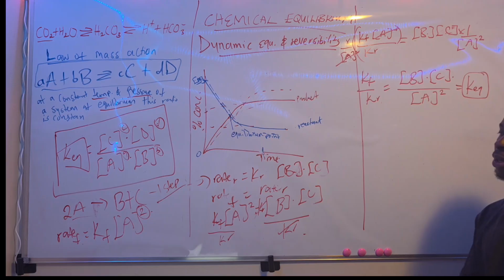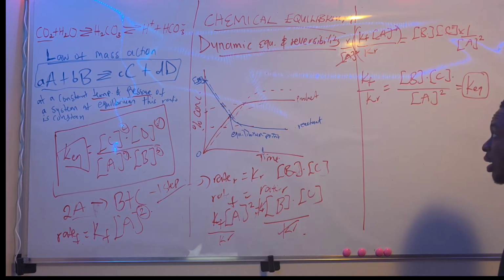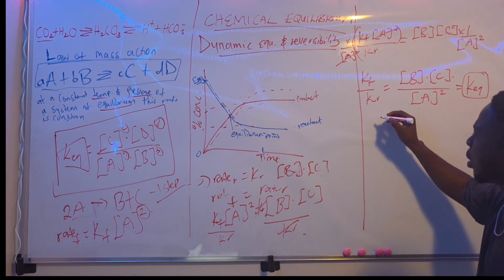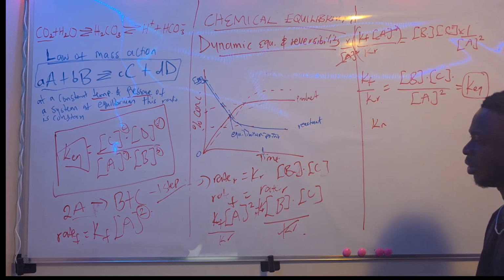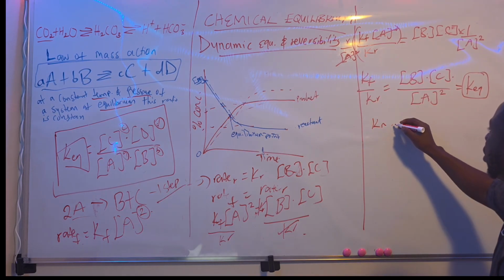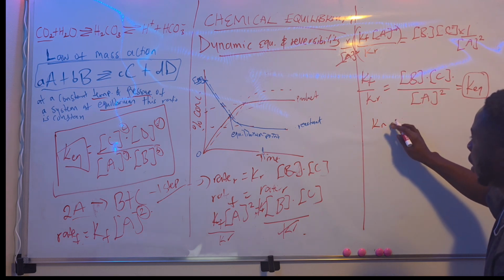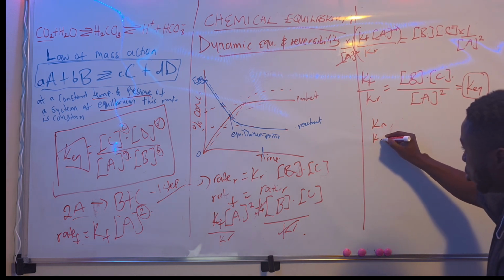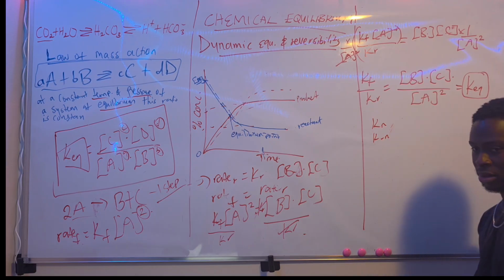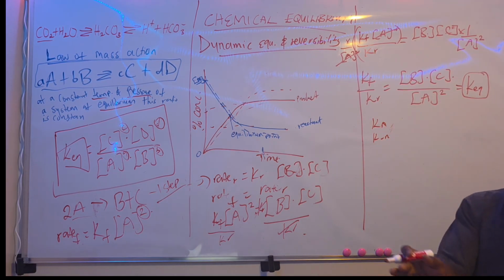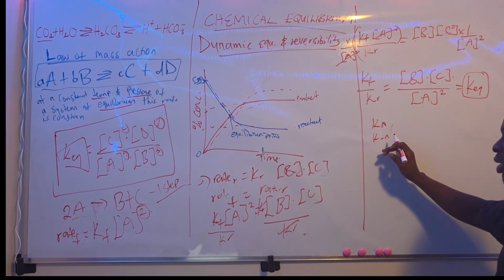Now that we have seen something like this, what if we have a multiple step reaction? This was just for a one step reaction. If we have a multiple step reaction, let's say that the rate for the forward reaction is equal to Kn, and then the rate of the reversible reaction is going to be K minus n. Because if it is forward, it's positive. If we are going backwards, we will take from it, so it's going to be negative.